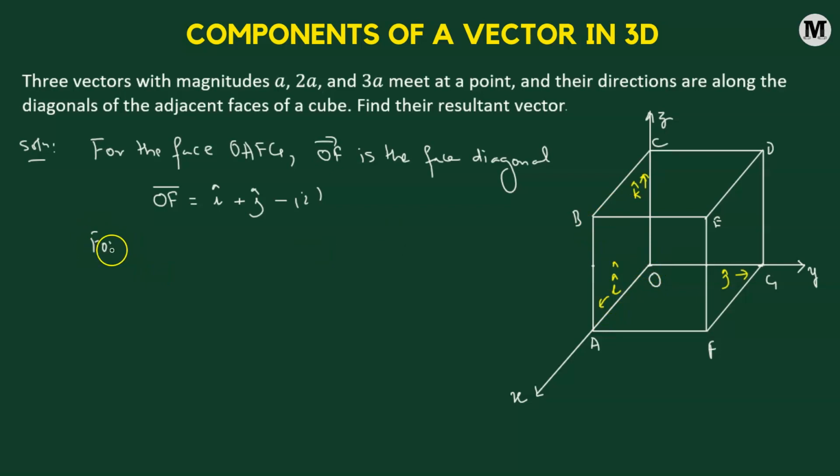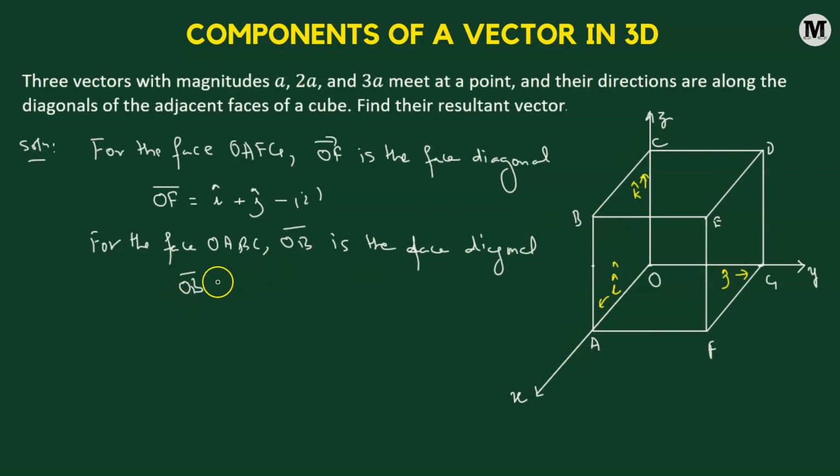Next we are going to consider the face OABC. Here the OB vector is going to be the face diagonal. Since the OB vector is the face diagonal and it lies in the xz plane, the OB vector is going to be given by i cap plus k cap. That's going to be equation 2.